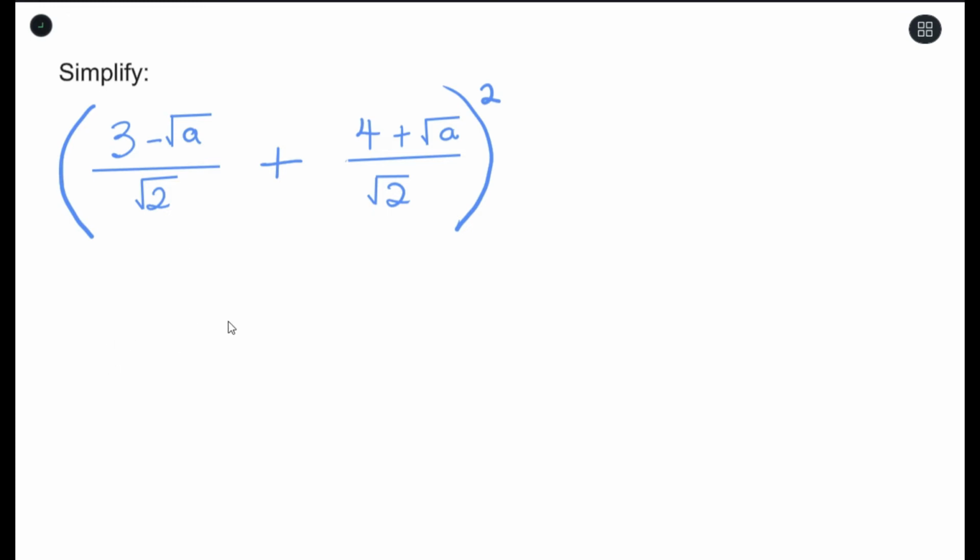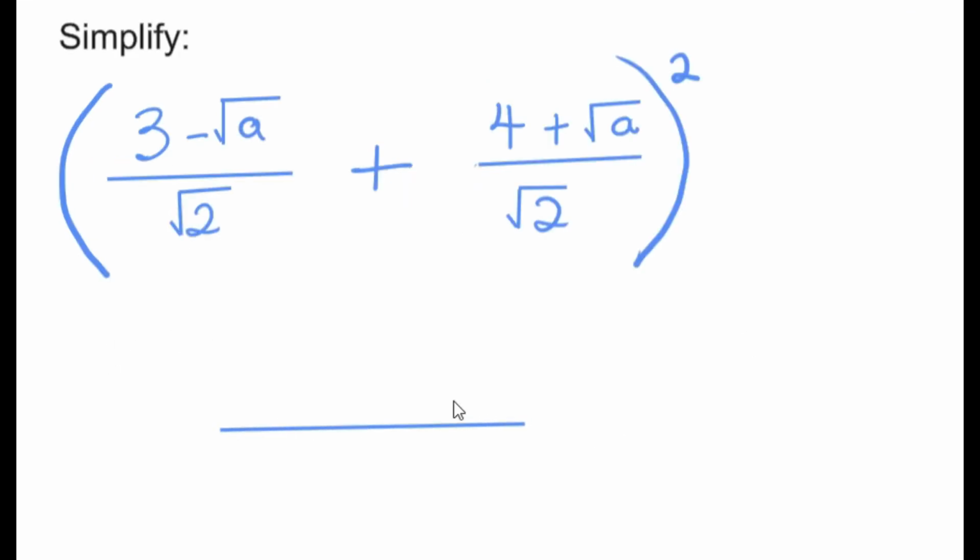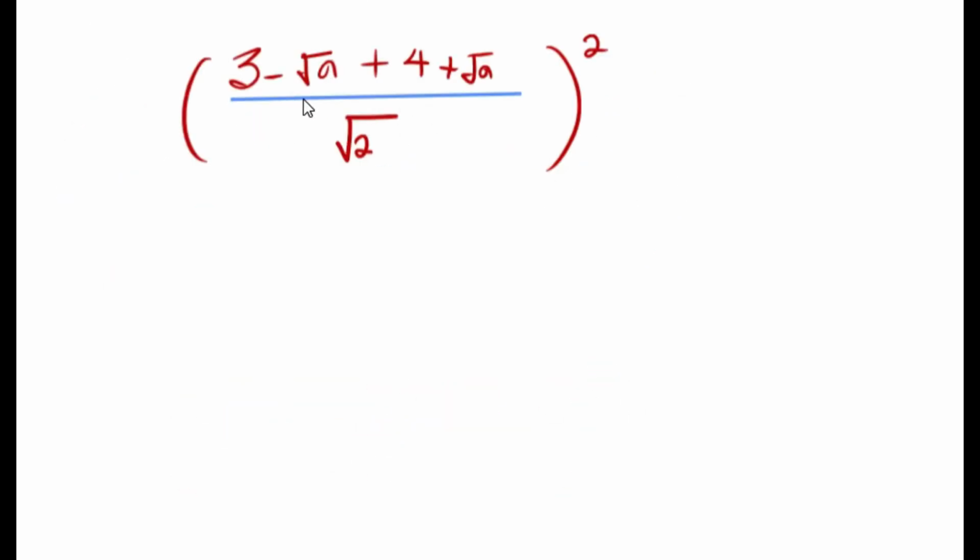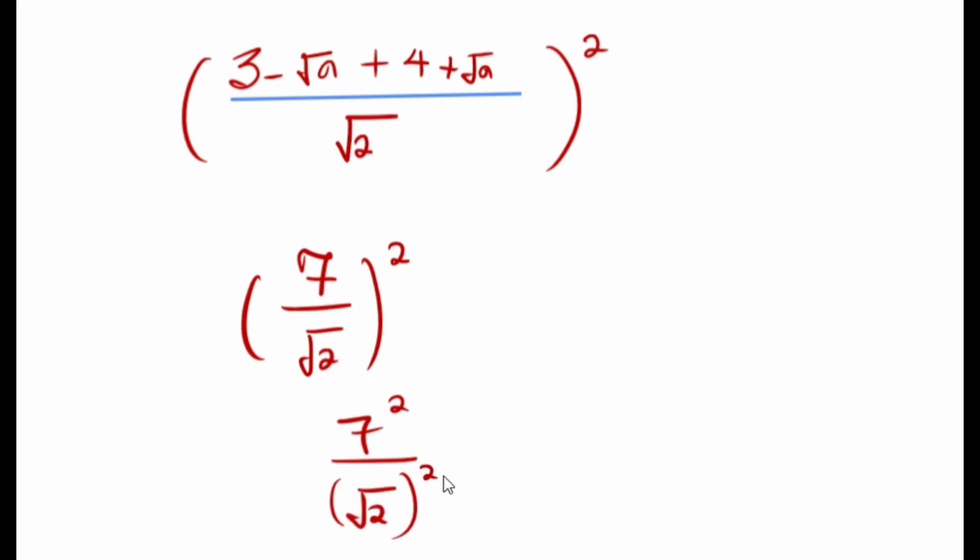So writing that out, we would have root 2 as the denominator. Then all we just need to do is fit in the numerator of both our fractions. So we would have this. So now simplifying the numerator, you would get, now assigning squared to both the numerator and the denominator, this will give you, and therefore your final answer would be 49 over 2. That's it.